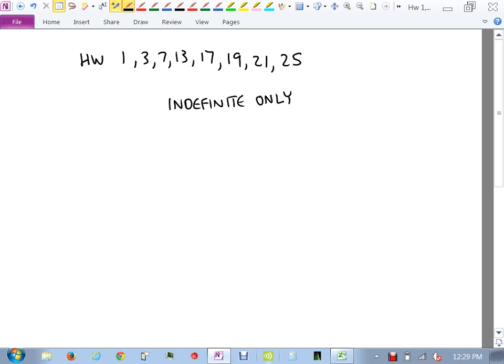So those are the problems you should do. This is page 326. And I say do indefinite only. So if the problem has, like, a and b, like go from 0 to pi over 2, just ignore it. Just find the antiderivative. You don't have to plug things in. We'll do that later. 25, yeah.